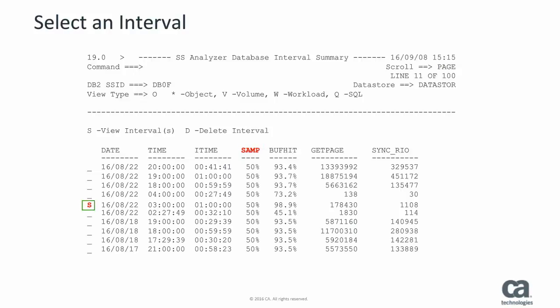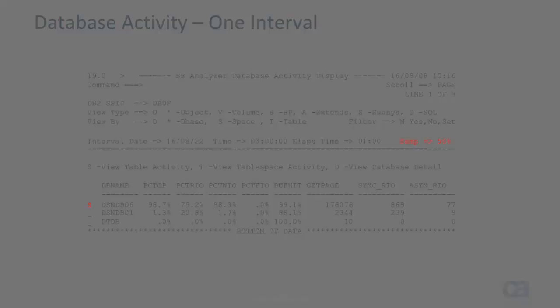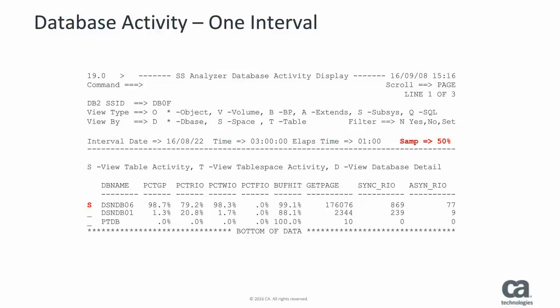Type S in the line command field for the 5th interval and press Enter. The database activity display shows Getpage request and I/O activity for the selected interval from a database perspective. Note that the sampling rate in the SAMP field is 50%. Next, we'll look at the tables that were accessed during the interval.